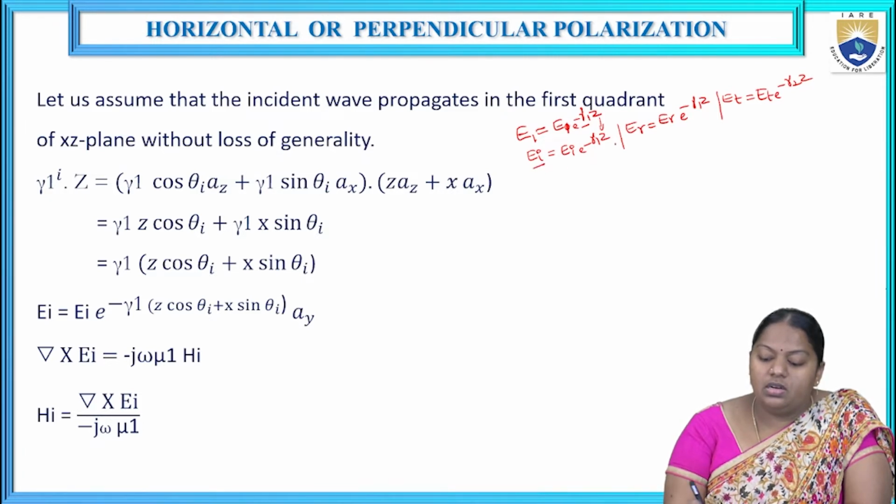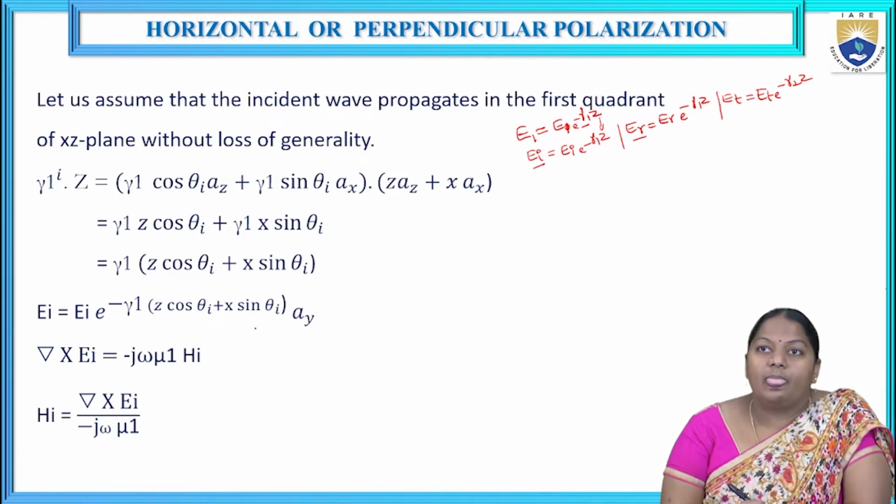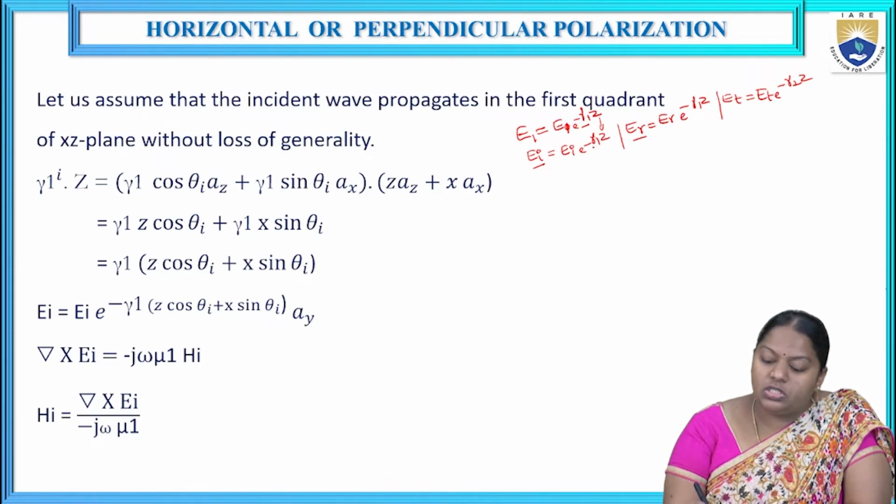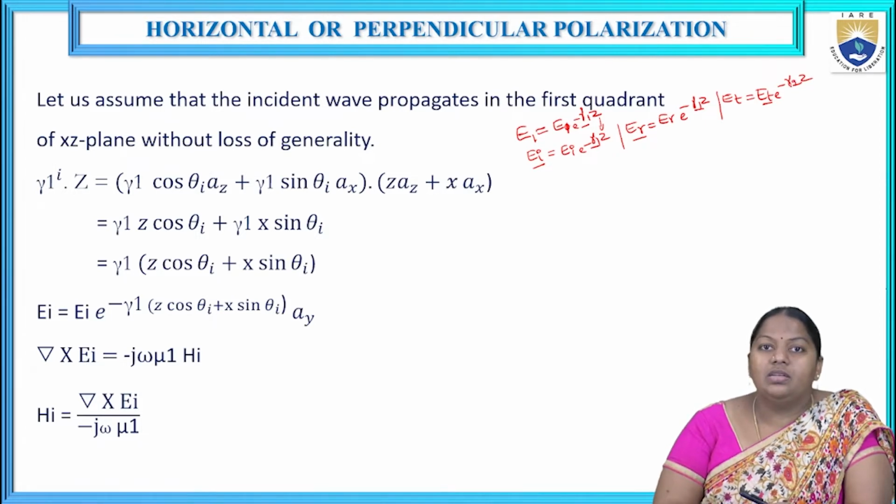Those two are the incident wave and the reflected wave. That's why the propagation constants are represented as gamma 1 and gamma 1. Whereas in medium 2, only the transmitted wave, that is ET, exists, hence we are representing its vector with gamma 2, where gamma is the notation for the propagation vector, right?